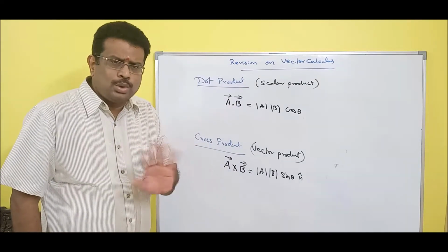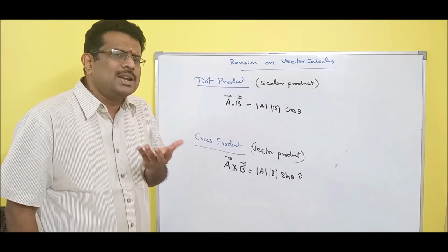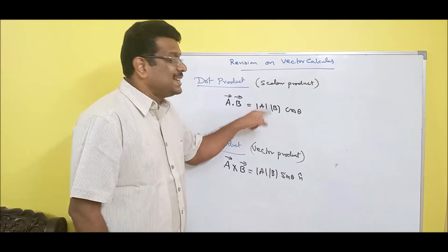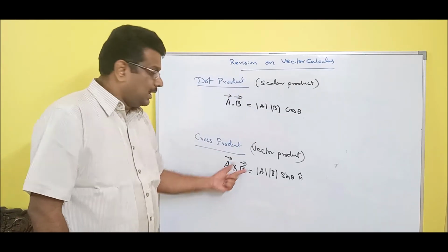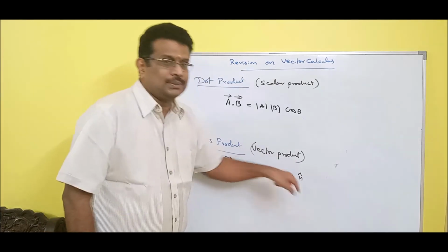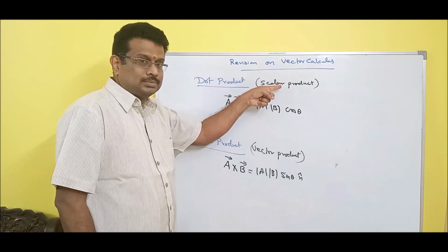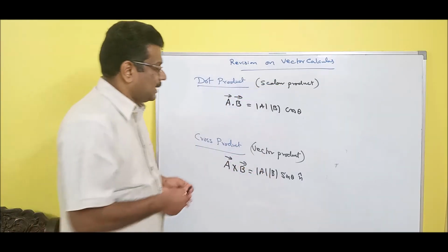You mean to say no difference? No difference. Both are between two vectors. So what is the difference? It is between two vectors. Result is a scalar. It is between two vectors. Result is a vector. Scalar result of the product. Vector result of the product. Please try to answer me.